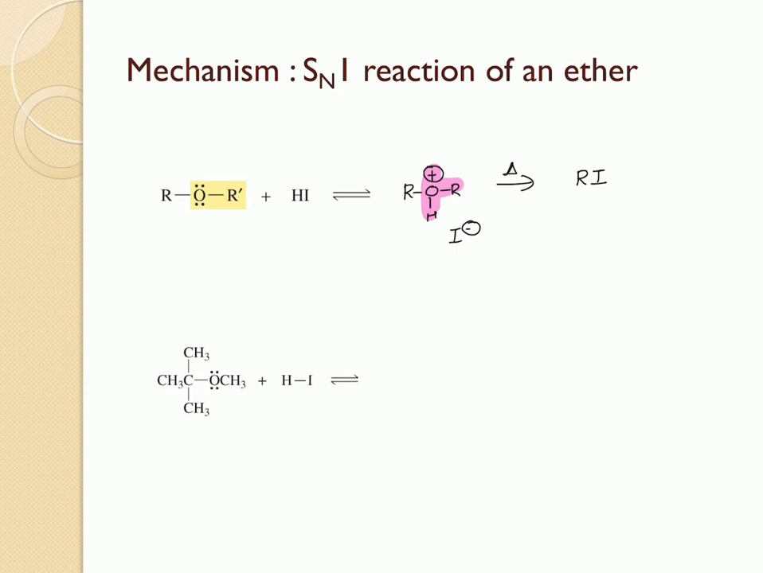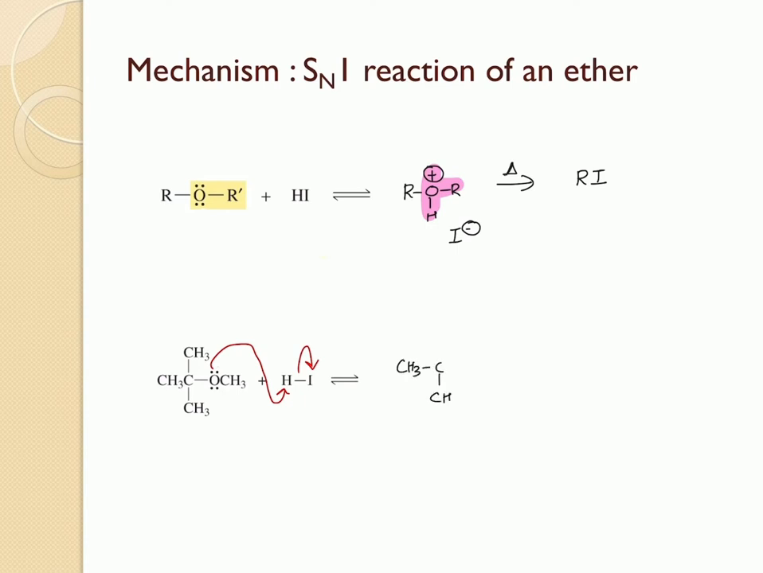In the first case, this oxygen with its lone pair of electrons is going to abstract this hydrogen and the iodine is going to leave. This step is called the activation. Okay, so this is going to abstract this hydrogen and the I is going to leave.